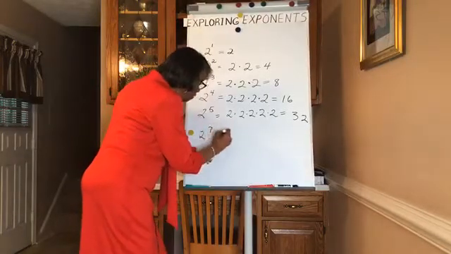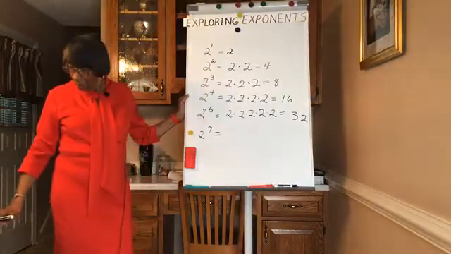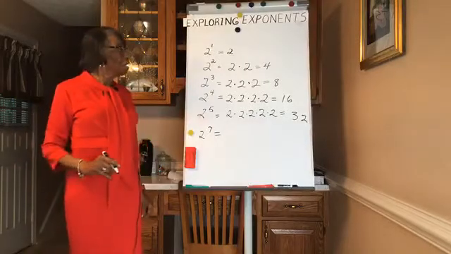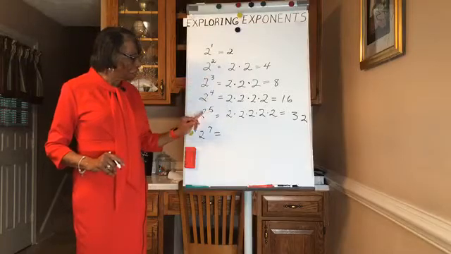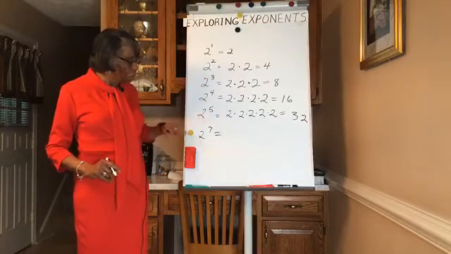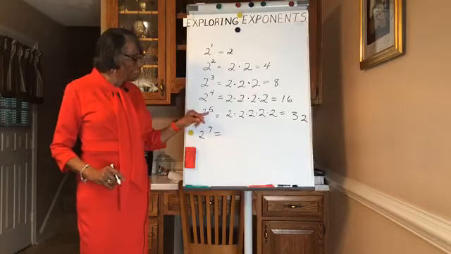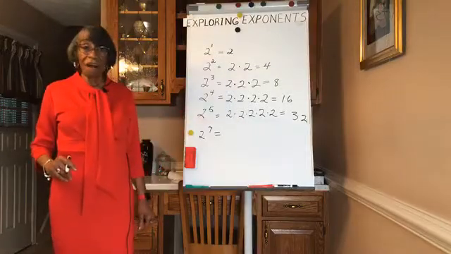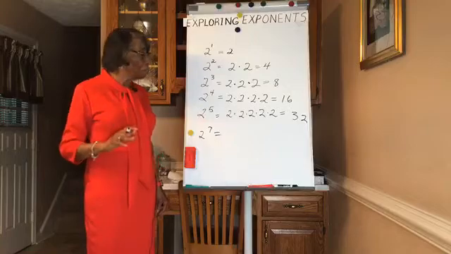All right, so I want you to find 2 to the 7th power. I'm going to skip one. See if you can do that for me. 2 to the 7th power. I'm going to wait a moment. Remember, the exponent is this little number written to the right of the base number, and the base number here is 2. It tells us how many times that number is being multiplied by itself. In other words, how many times that number is a factor.